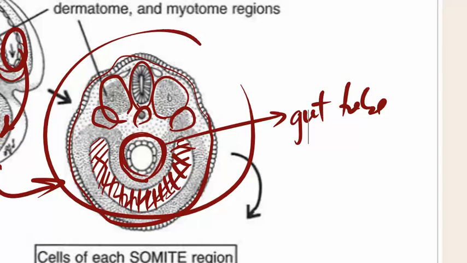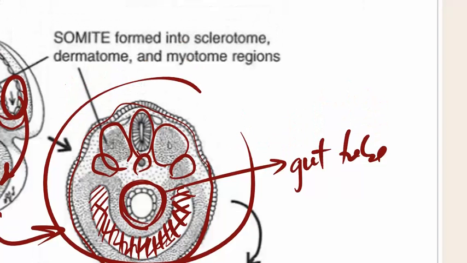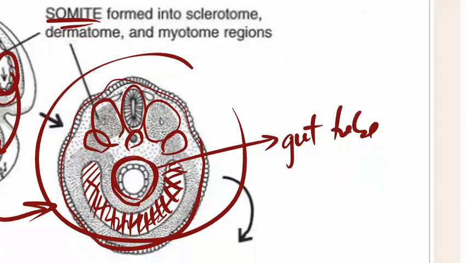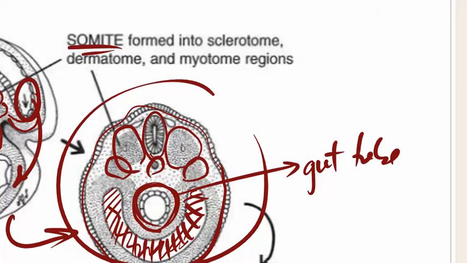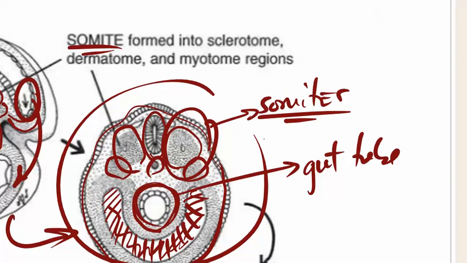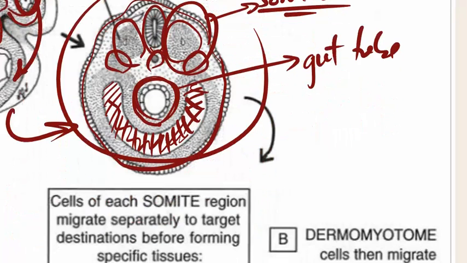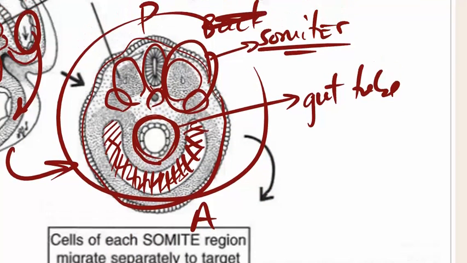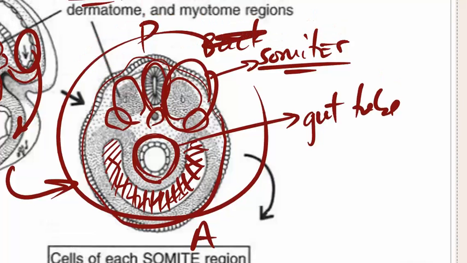Now this is the thing. Your paraxial mesoderm is going to become your somites, and there will be a whole bunch of them, segmented all along your back. So we're assuming that this is your back, the posterior, and this is the anterior, because the neural tube is going to become your spinal cord, and then give rise to your brain.